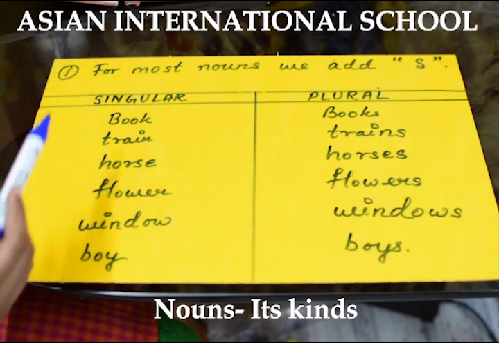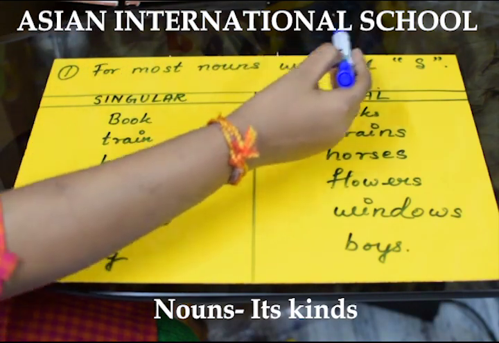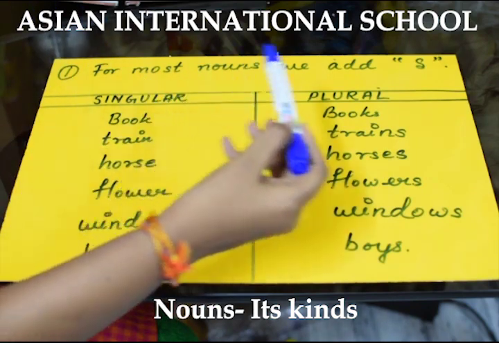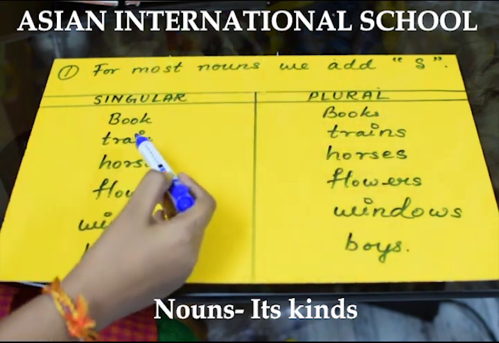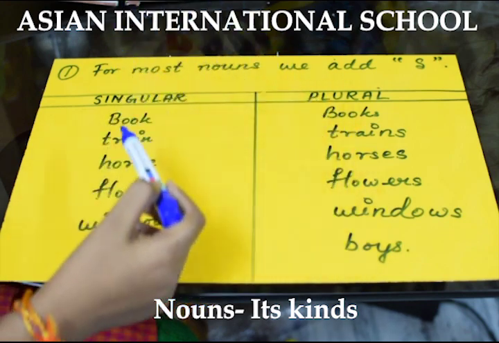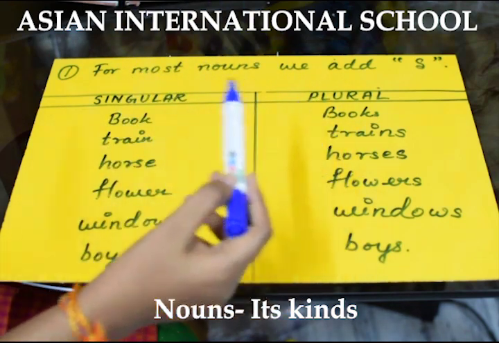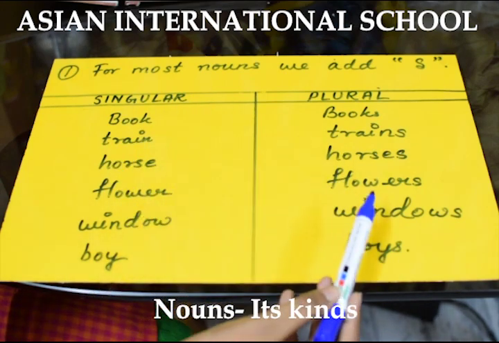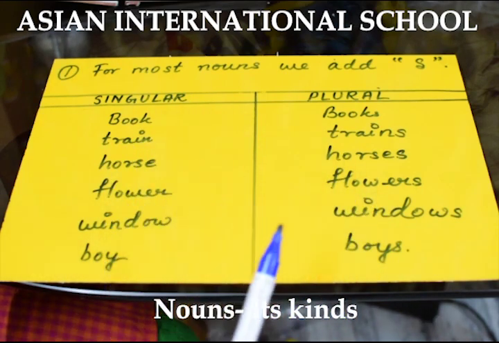Rule number 1. For most nouns, we add s. Example, book, books, train, trains, horse, horses, flower, flowers, window, windows, boy, boys.